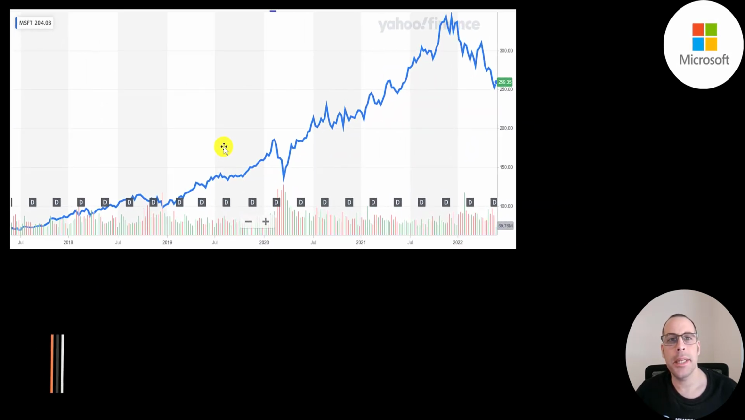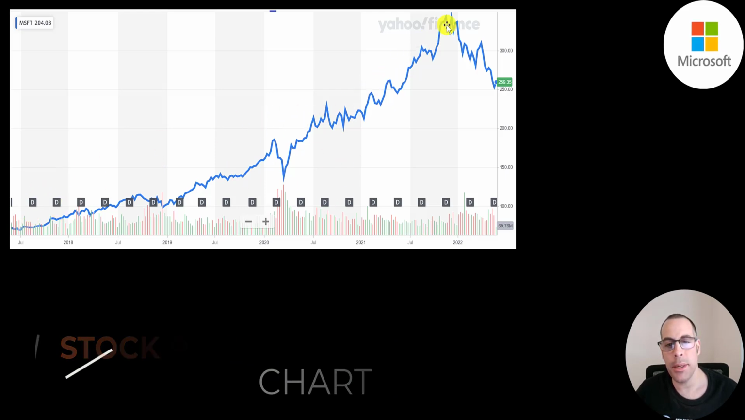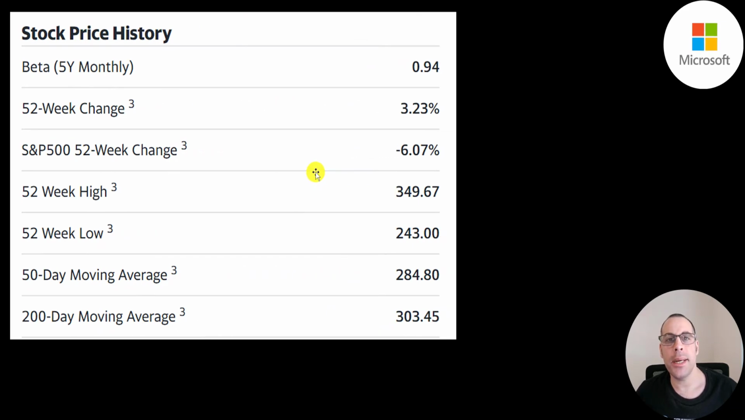This is where the stock has been trading the last 5 years. Besides the COVID dip, the stock has only increased up until August 2021, and it peaked around $350, but the recent bear market has brought every stock down, so they lost about 90 points since that peak. They have a beta of 0.94, so the stock moves with the market. It's gone up 3% in the past 52 weeks, while the S&P is down 6%. The 52-week low is 243, the high is 350.